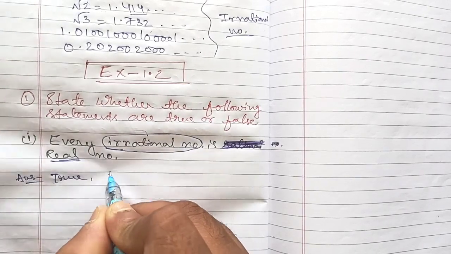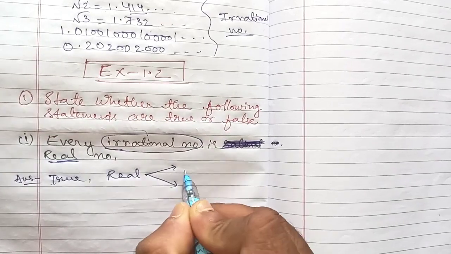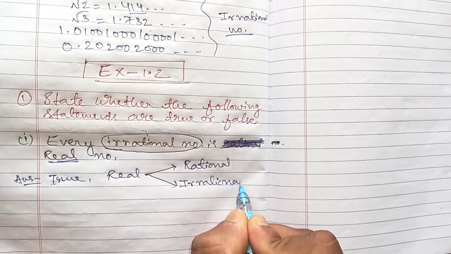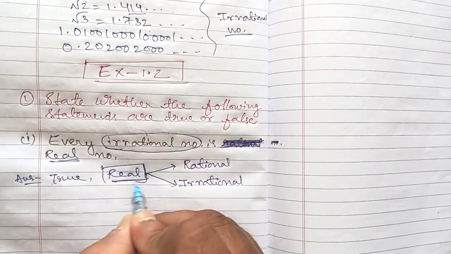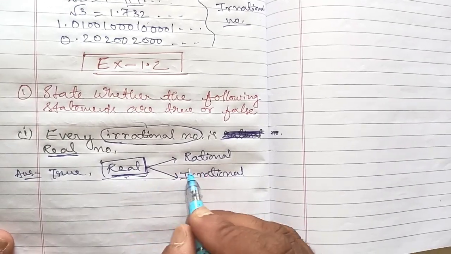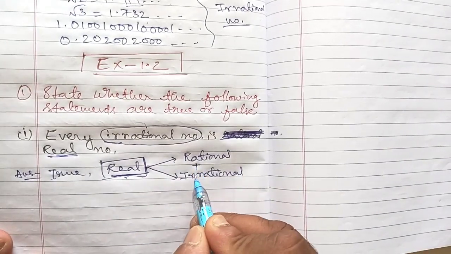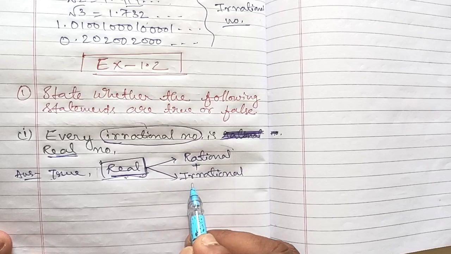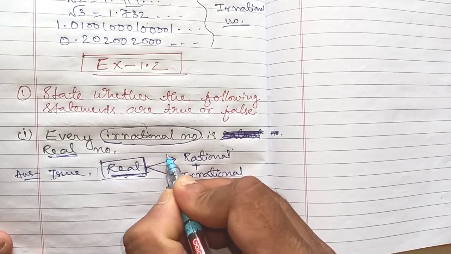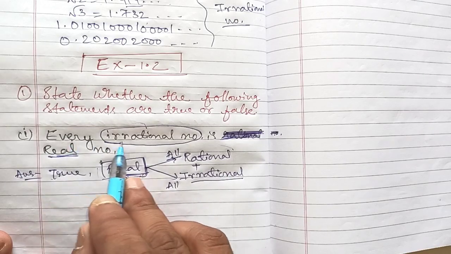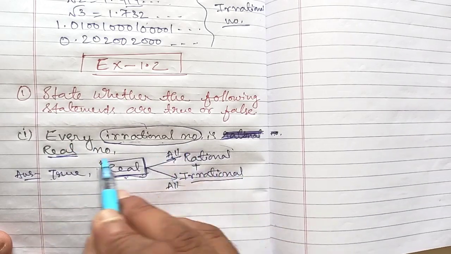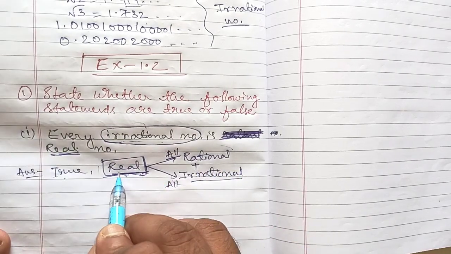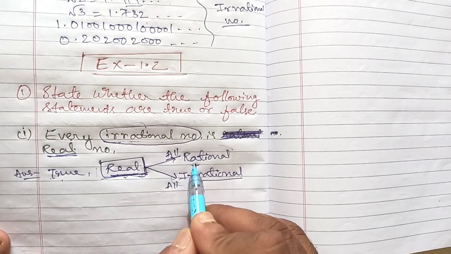Why? Because I have given you the definition that all rational numbers and irrational numbers come under real numbers. A real number is a combination of rational numbers as well as irrational numbers. When we combine both, we get real numbers. That means real numbers consist of all irrational numbers and all rational numbers. So every irrational number is a real number. Yes, it is true. Getting? All the irrational numbers are real numbers, because both rational and irrational come in it.